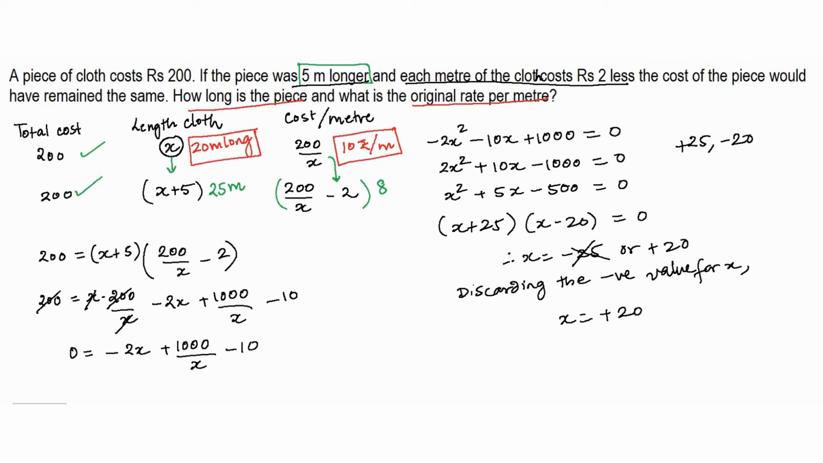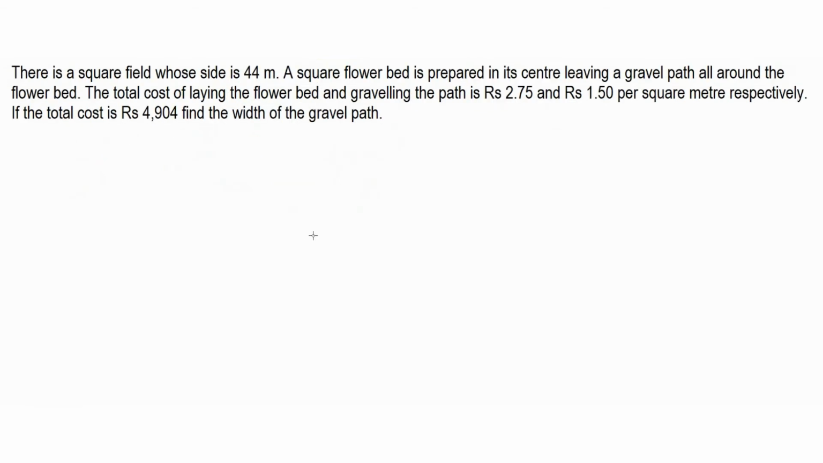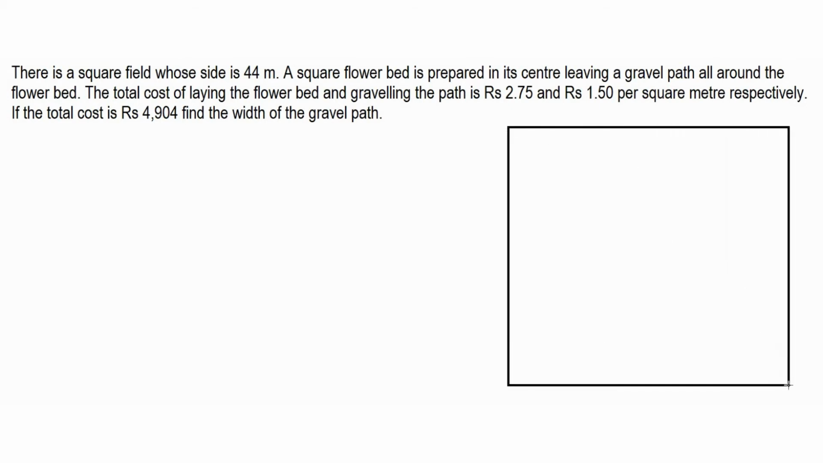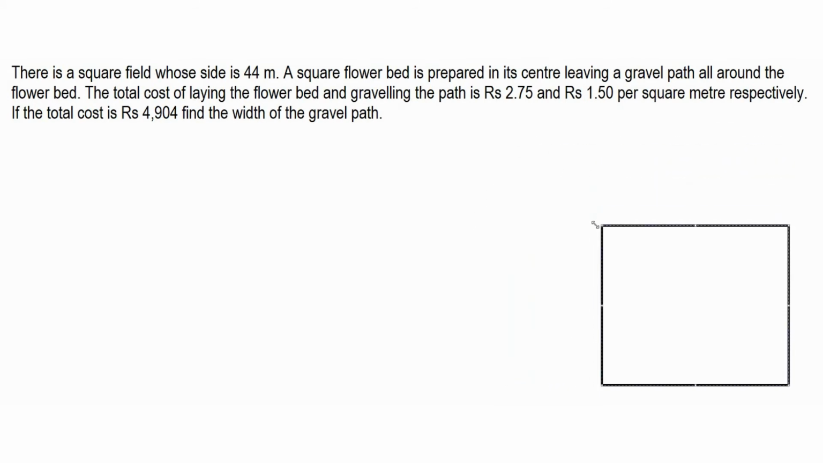Moving on to the next question. Let us take a look at the following question. There is a square field whose side is 44 meters. So let's make the diagram. There is a square field whose side is 44 meters. So the side of this particular square field is 44 meters.